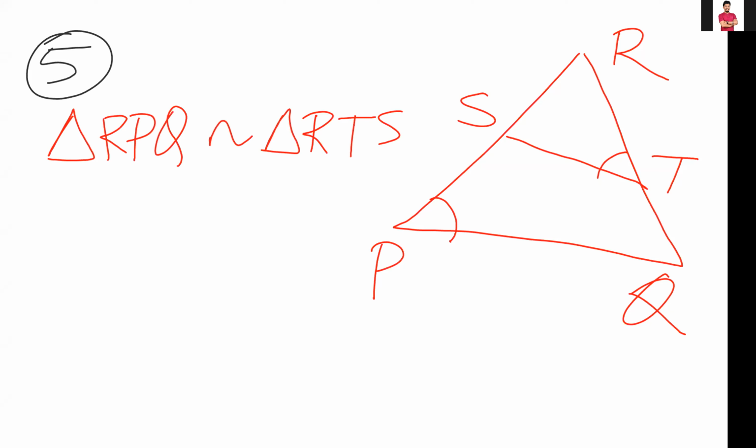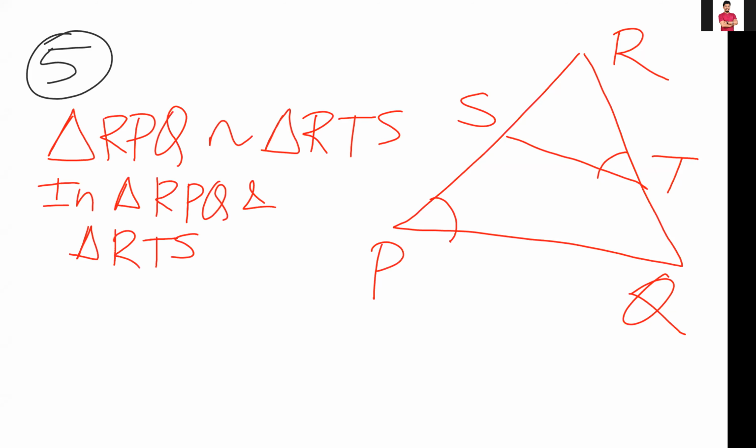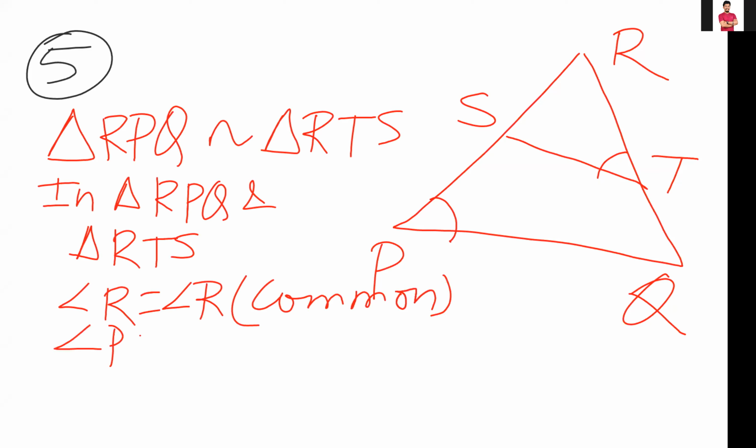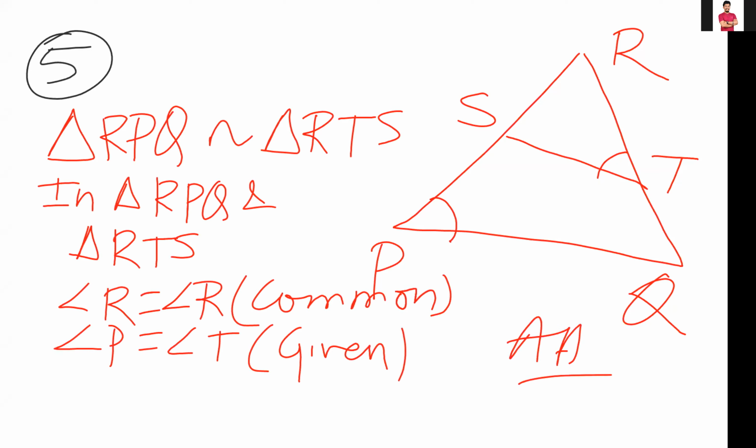Correct? Sir, you can prove this by double A test. Like angle P is equal to angle T and R is the common angle. In triangle RPQ and triangle RTS, R is common, right? Yes. Angle R equal to angle R, common, and angle P equal to angle T, it is given. So by AAA or AA similarity criteria, these two are similar.